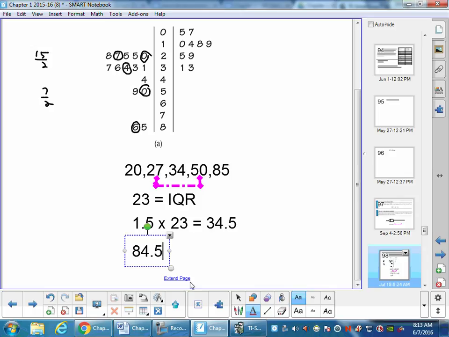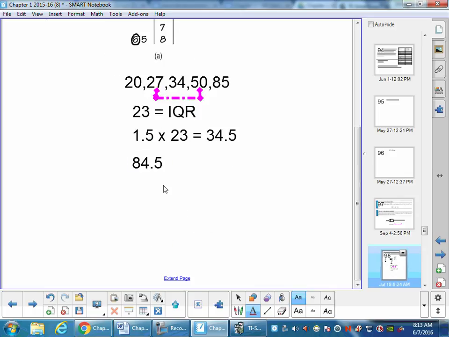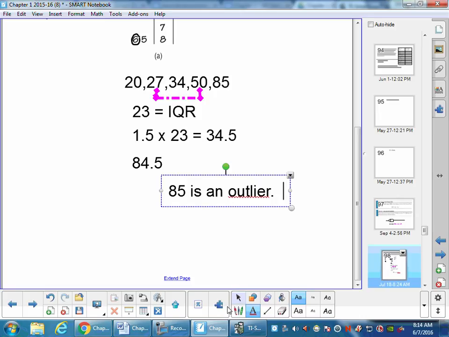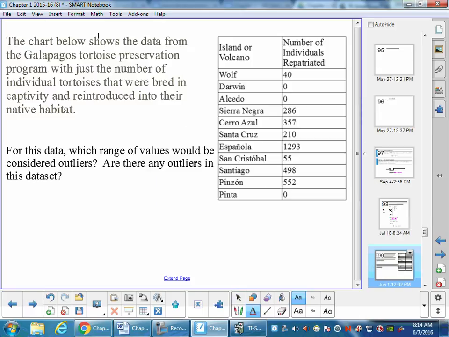So we have to look: are there any data points greater than 84.5? Yes, 85. So we know 85 is an outlier. All right. Now look at this data set and see if you can find outliers for yourself.